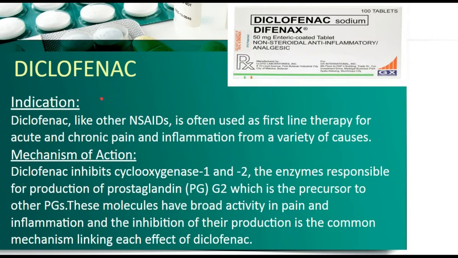So the next drug is diclofenac. Like other NSAIDs, it is often used as first-line therapy for acute and chronic pain and inflammation from a variety of causes. Its mechanism of action inhibits cyclooxygenase 1 and 2, the enzymes responsible for production of prostaglandin, which is the precursor to other PGs. These molecules have broad activity in pain and inflammation, and the inhibition of their production is the common mechanism linking each effect of diclofenac.